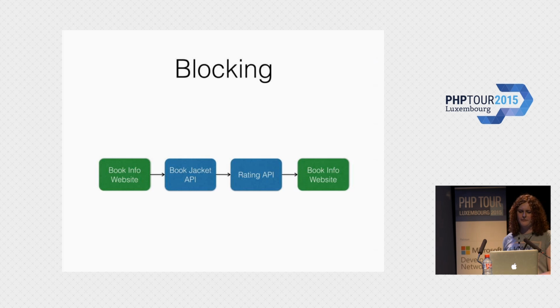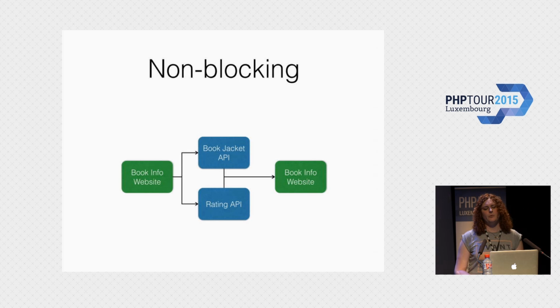But we have to make them one after another. Whereas with non-blocking, we can fire off 2 requests and do them in parallel. So we can take 2 requests, fire them off asynchronously, and then when both of them have the data in, we can combine it to make a single response that we can push out to our clients.